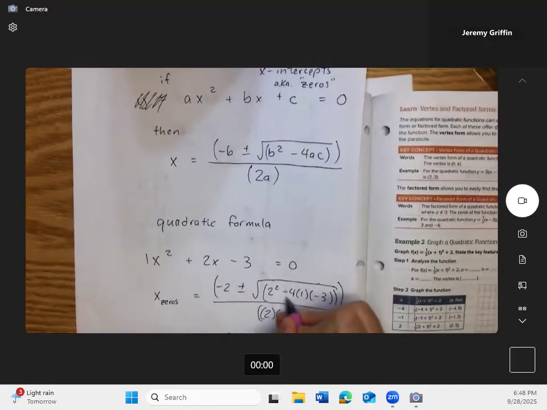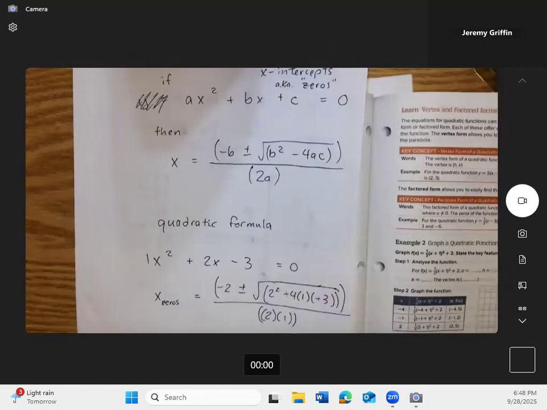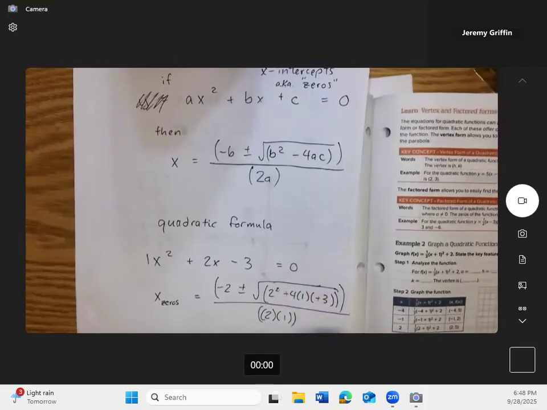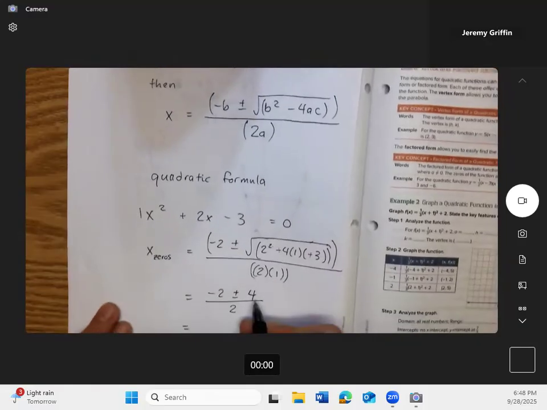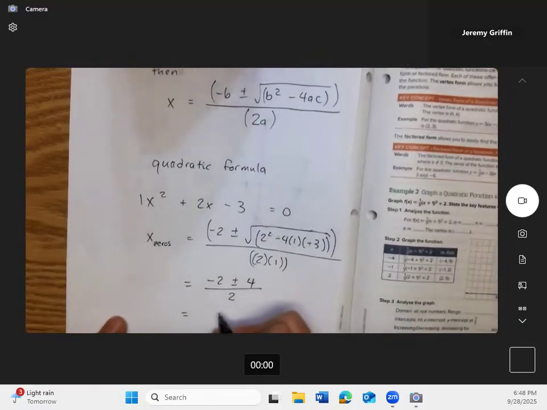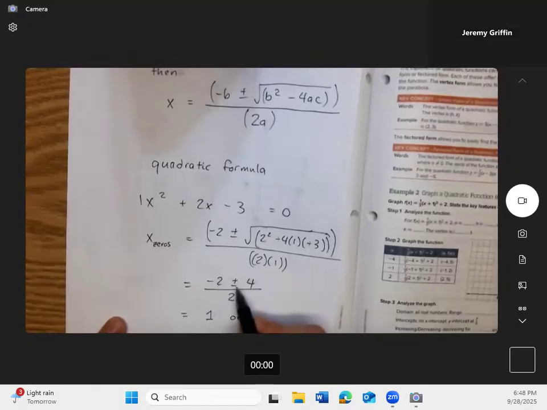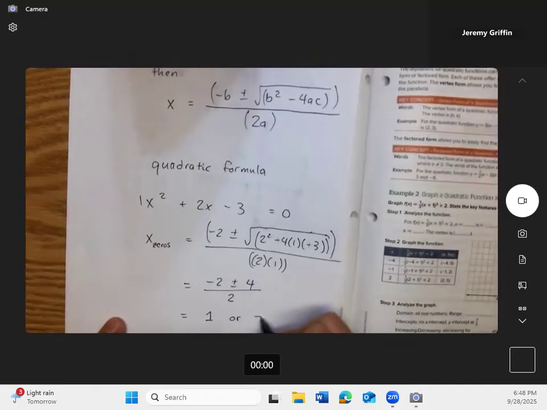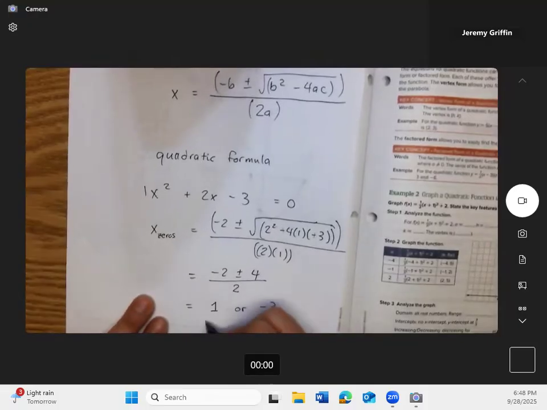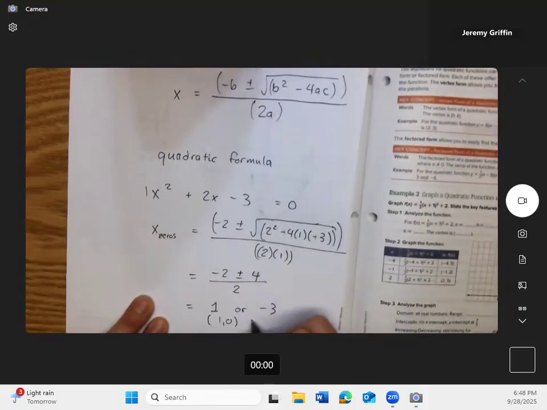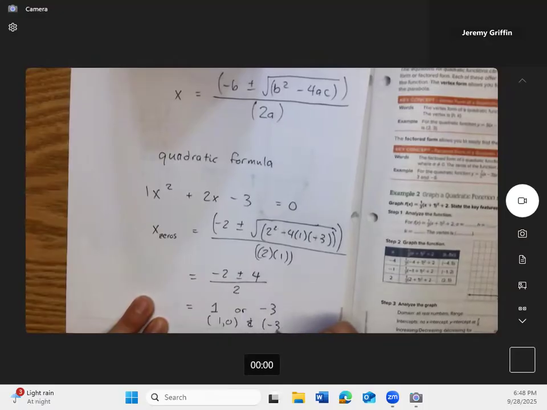So what is 4 plus 12? That's 16. The square root of 16 is 4. Okay, you've got a plus or minus there, all collectively divided by 2. Now, -2 plus 4 is 2, divided by 2 is +1. Or if I subtract, -2 minus 4 is -6, divided by 2 is -3. Okay? So that would correspond to the points (1, 0) and (-3, 0).